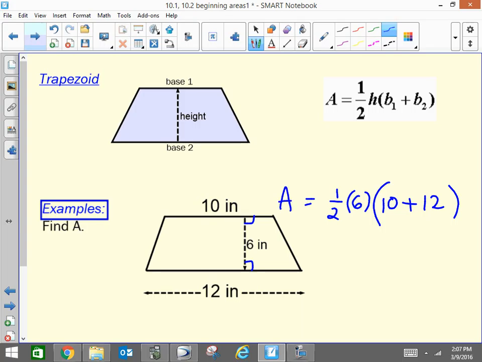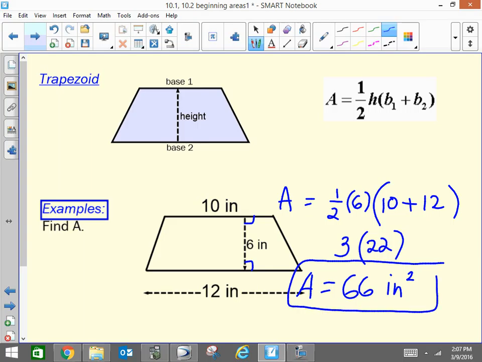Can you do it in your head? Yeah. What did you say? 132. Oh, then I guess I can't do it. Okay, what's half of 6? 3. Okay, then I'm done with the half now. What's 10 plus 22? What's 12? 22. 3 times 22 is? Well, 22 times 6 is 132. And then you forgot to divide that too. Okay. And that's square inches.